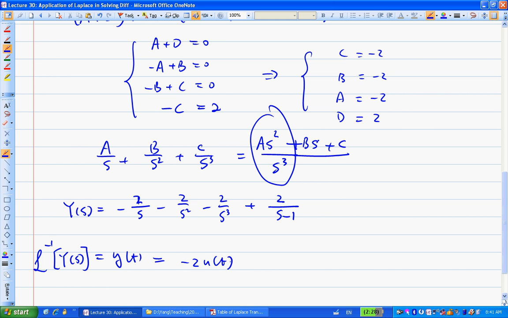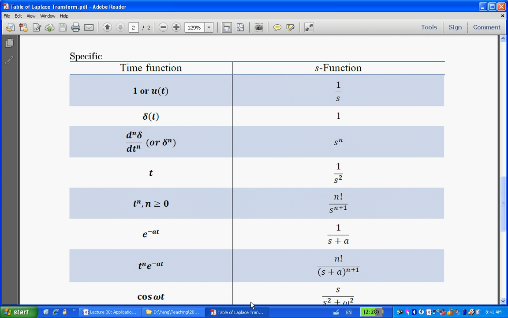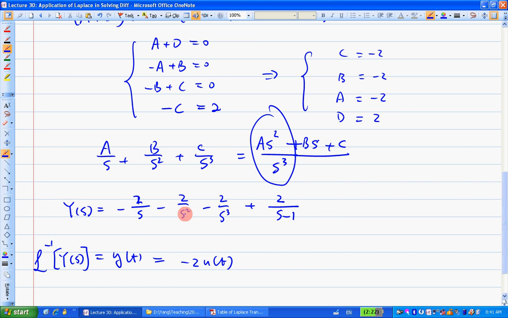The second one is 2 over s squared. Let's go see. I do have a 1 over s squared, and the inverse for that is t. So basically the second one here is negative 2 t times u of t.